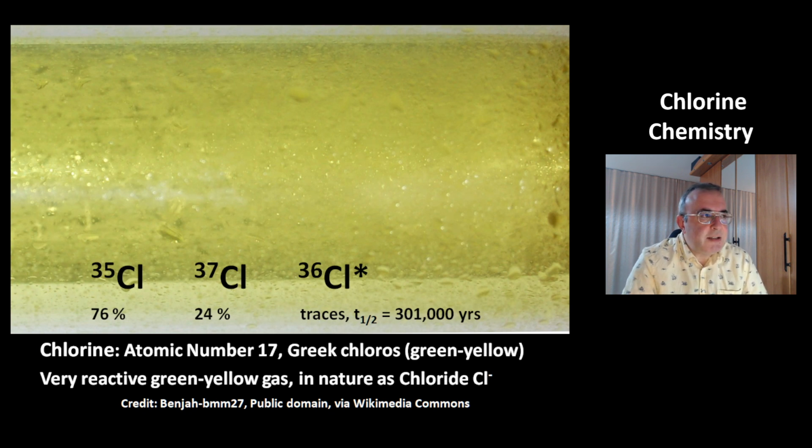And you can see there are three isotopes of chlorine. The two isotopes with an even number of neutrons, chlorine 35 and 37, are stable. And the one isotope, chlorine 36, with an odd number of neutrons, is radioactive. It is only in traces and has a half-life of 301,000 years.